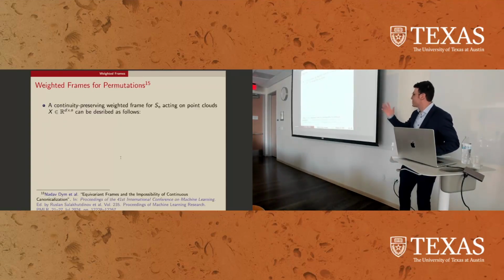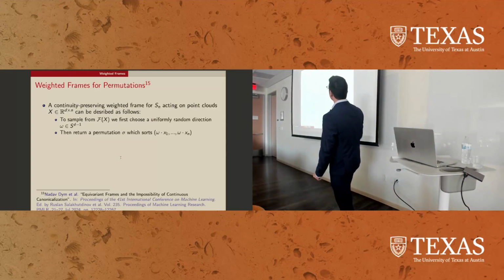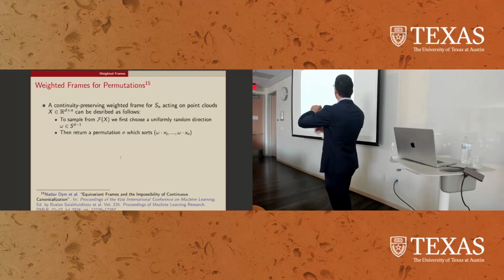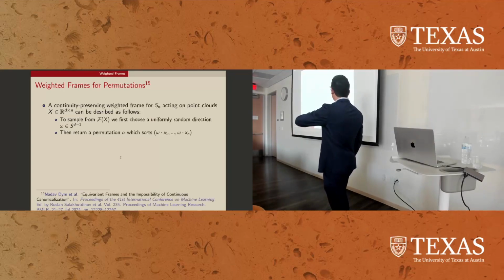So I described the SO(d) frame. Let me describe the frame for permutations, which is, in some sense, kind of similar. It's easiest to describe the frame by explaining how to sample from it. For a given input x, you choose a random direction in the sphere, and then you take a permutation which sorts your vectors along that direction. For example, this lexicographic sorting: we chose the permutation to sort like e1 times x, the first standard basis vector dot x.